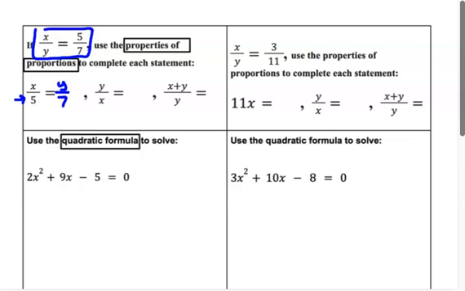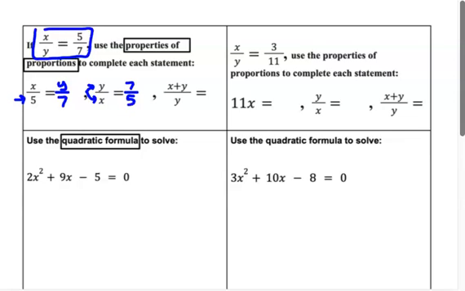So y over 7. Okay, this one is flipped. Instead of x over y, now it says y over x. So this one was flipped. So we're going to flip the second one. Instead of 5 over 7, it's 7 over 5.